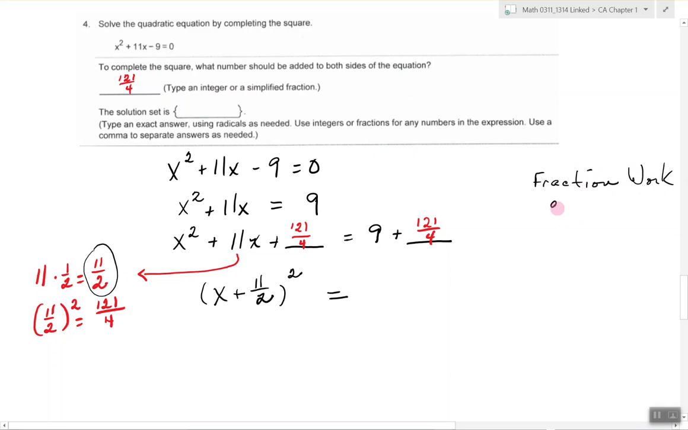I have 9 over 1 plus 121 over 4. Common denominator of 4. 1 goes into 4 4 times, and 4 times 9 is 36. No change here. So I have 36 plus 121, which gives me 157 over 4.